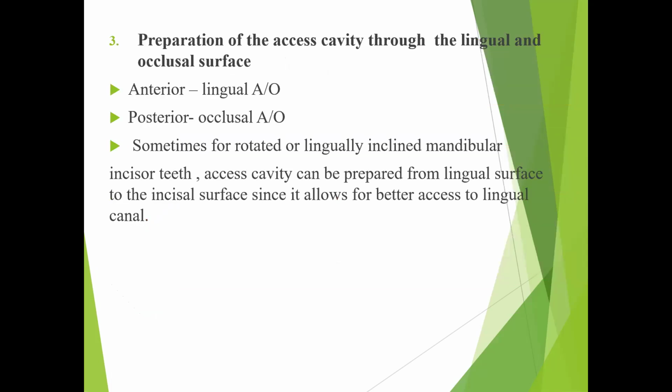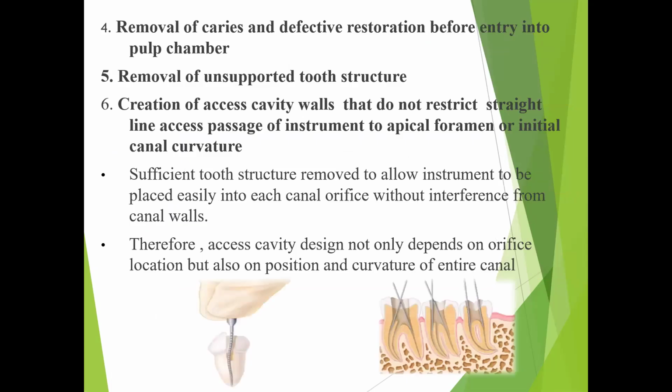The preparation of access cavity is through lingual or occlusal surfaces. For anteriors, it is lingual, and for posteriors, it is occlusal. Moving on, removal of caries and defective restoration before entry into the pulp chamber is mandatory. Removal of unsupported tooth structure.